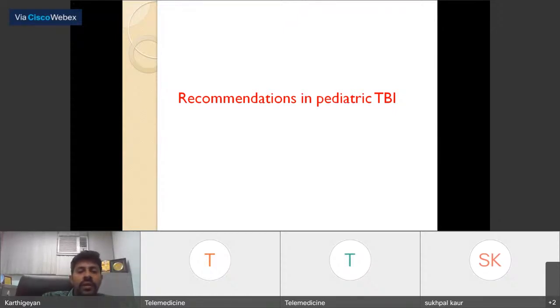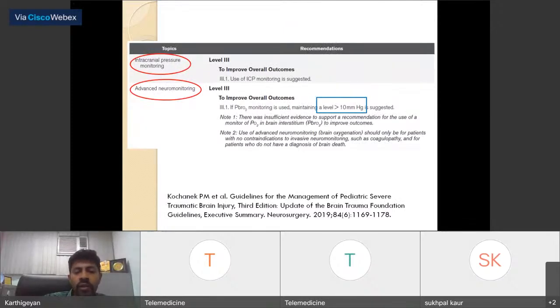Okay. Next, I will quickly touch upon certain recommendations in the management of TBI. I think the adult guidelines have been discussed already. These are certain best practices put forth by the Brain Trauma Foundation based on certain levels of evidence. Level 1 evidence is based on high-quality studies. Level 2 is based on moderate-quality studies, and level 3 is low-quality studies.